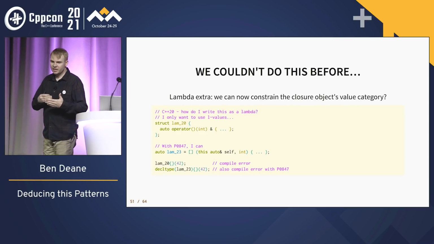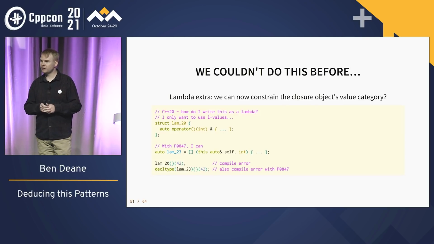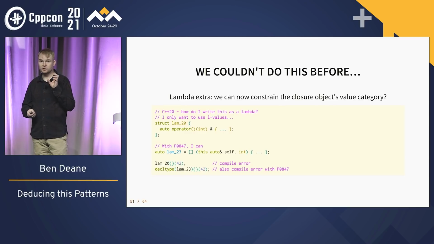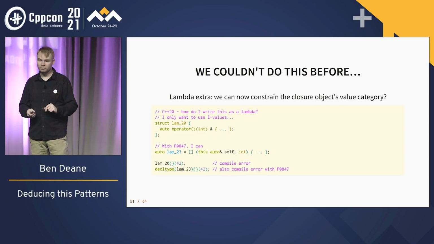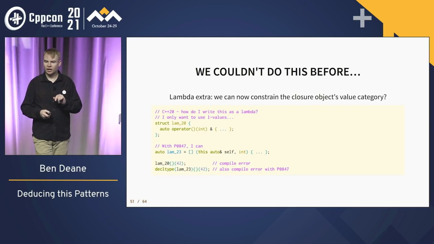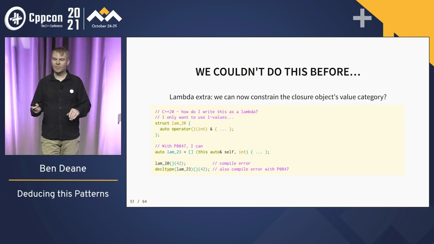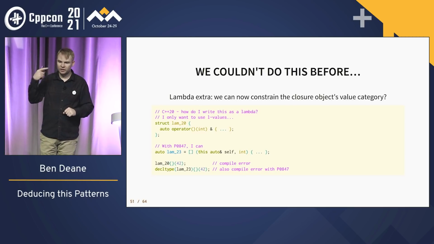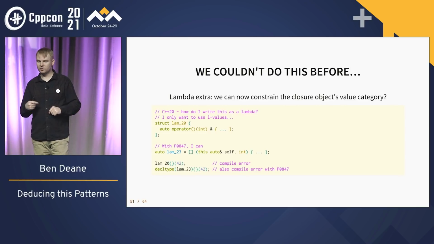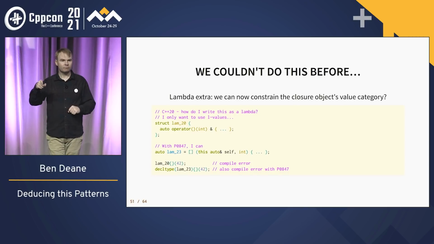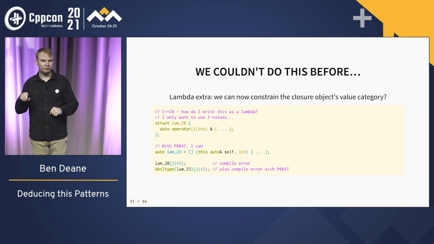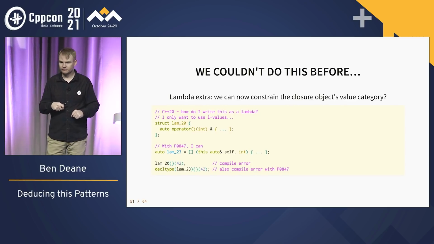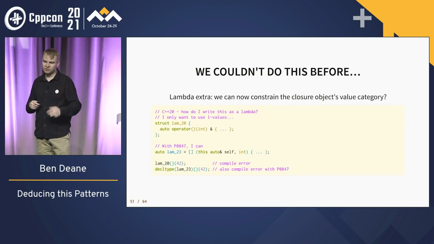So in C++20, let's imagine that I want to write a class and I want to constrain the operator() to only mutable L values, right? I don't want to call this on R values. I can't do this with a Lambda today. I have to write the regular kind of function object. With P0847, I can do this with a Lambda because I can constrain that L value ref to self. And these both result in compile errors.